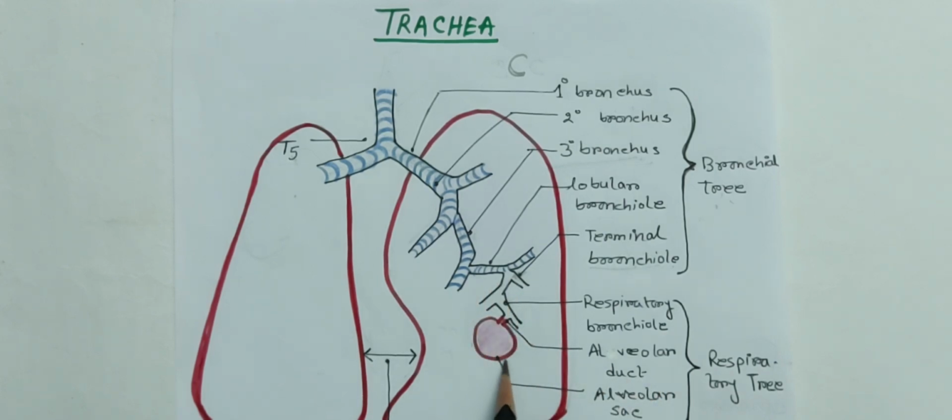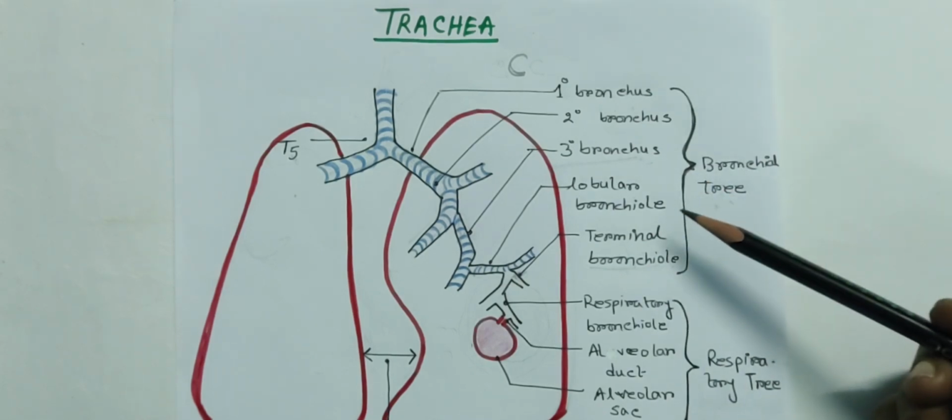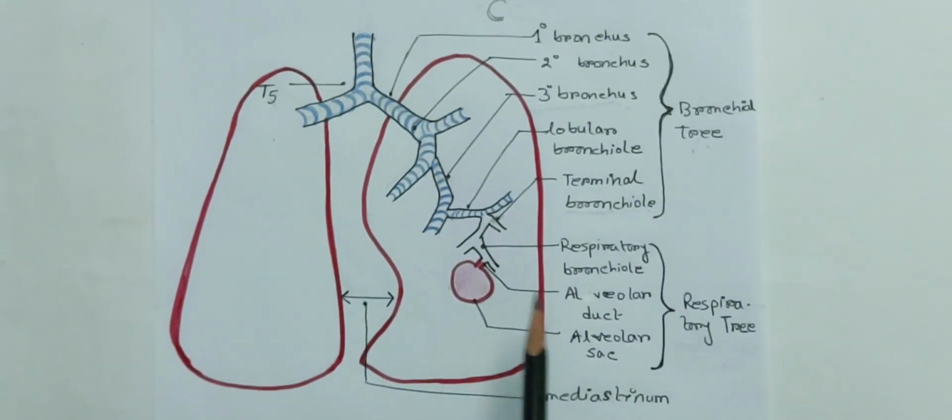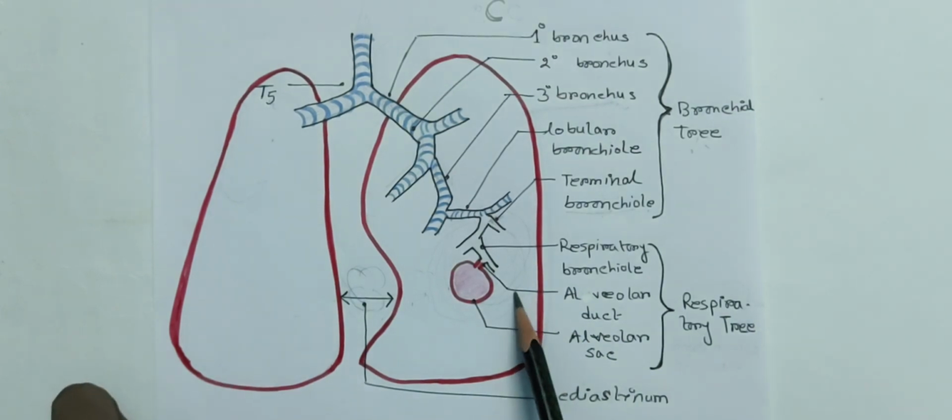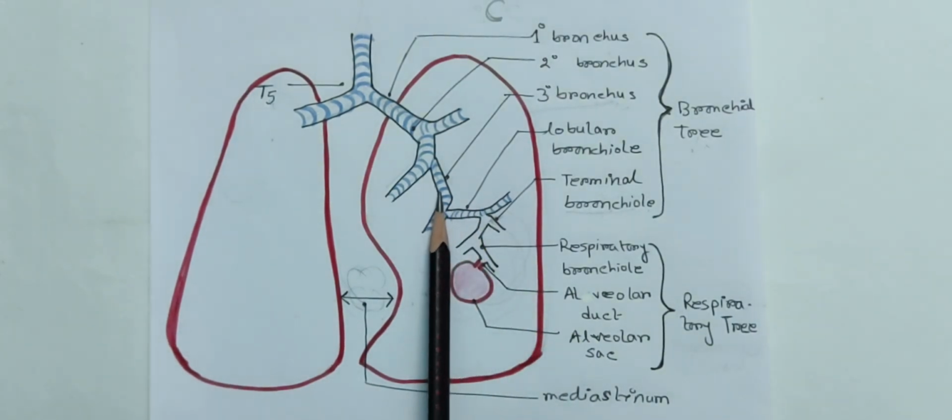In this part there is no cartilage. Look at the picture, there is no C-shaped cartilage. They are mainly responsible for gaseous exchange. So in the bronchial tree no gaseous exchange occurs, but in the respiratory tree mainly the gaseous exchange occurs. Now come to the space between the two lungs, which holds the heart. This space is called the mediastinum. Now come to the detail in the structure of the C-shaped cartilage.